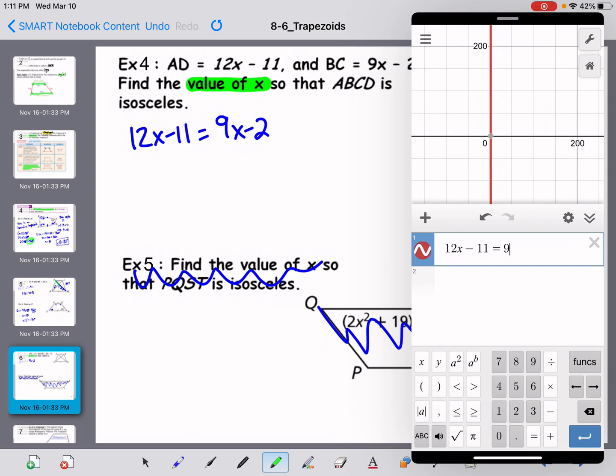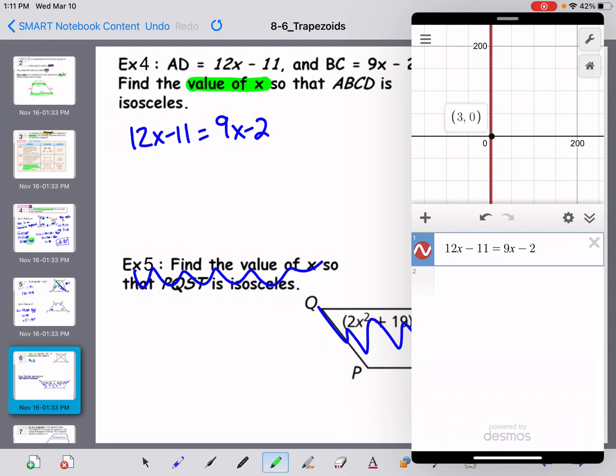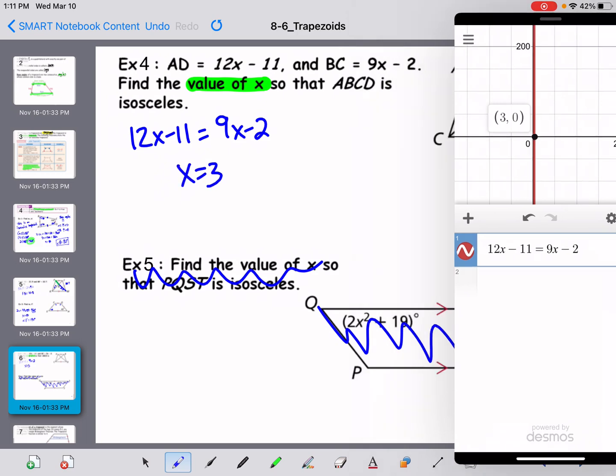Equals 9x subtract 2. X is 3. Why do I keep doing that today? X is 3.